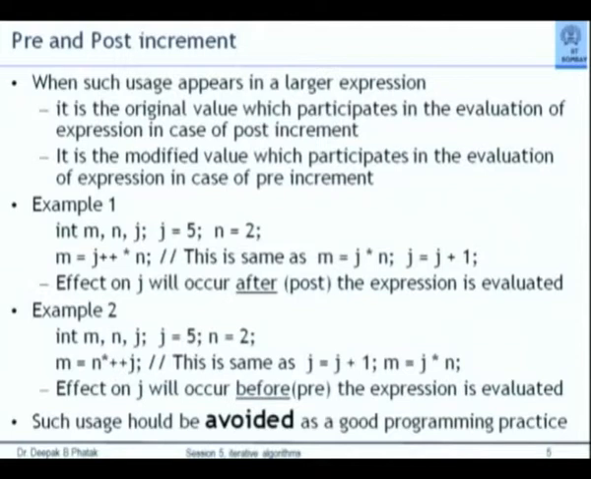So for example, you have m, n, j, and j is equal to 5, n equal to 2, some arbitrary value. Suppose I write now an expression, m is equal to j plus plus star n. This is a valid expression. As we shall see, plus plus minus minus operators have higher precedence than star, slash, etc. And they are called unary operators.